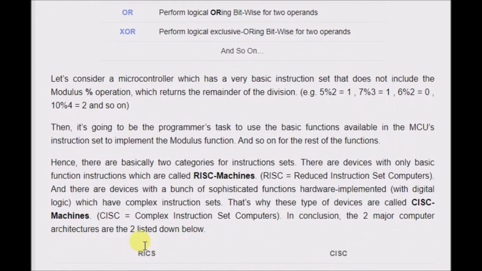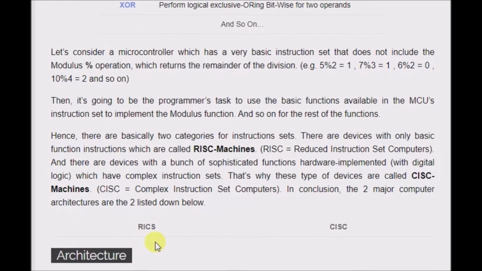Let's consider a microcontroller which has a very basic instruction set that does not include the modulus, or percentage, operation, which returns the remainder of the division.